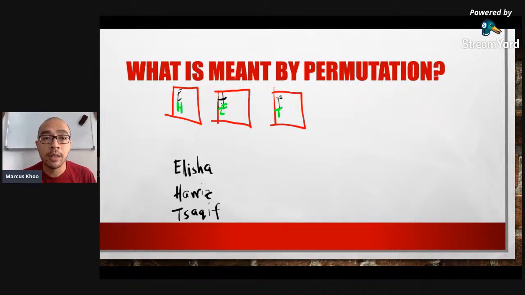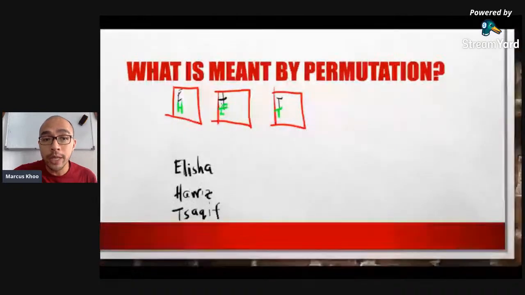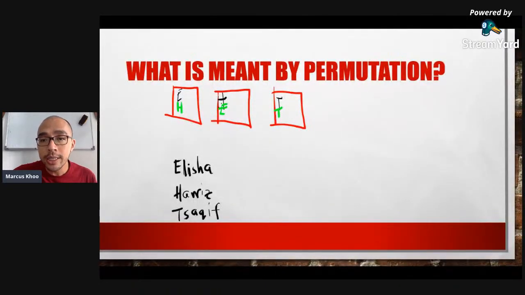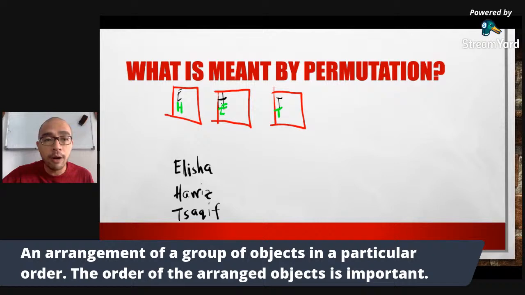Putting Alicia, Haris, and Sakif in seat number 1, seat number 2, seat number 3 is a different arrangement compared to putting Haris in the first seat, Alicia in the second seat, and Sakif in the third seat. I know in both arrangements Sakif has the same place, but this is still considered a different arrangement compared to the black color one. So what is meant by permutation? Permutation is an arrangement of a group of objects in a particular order.